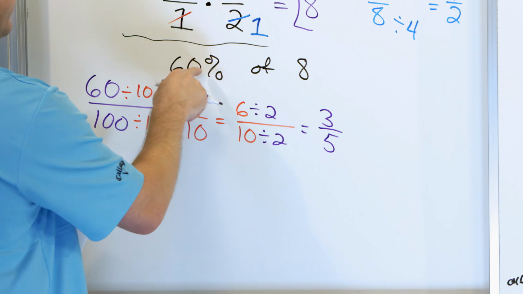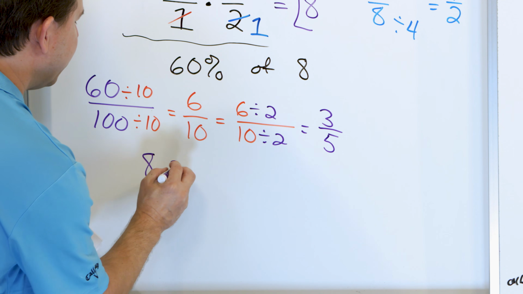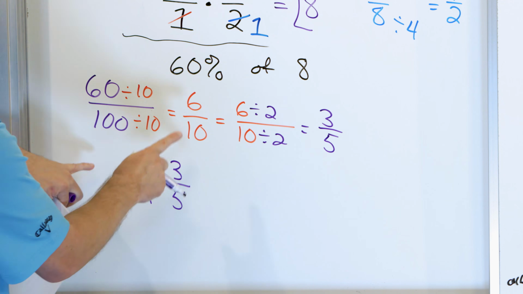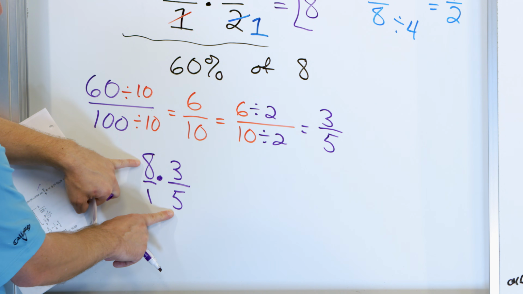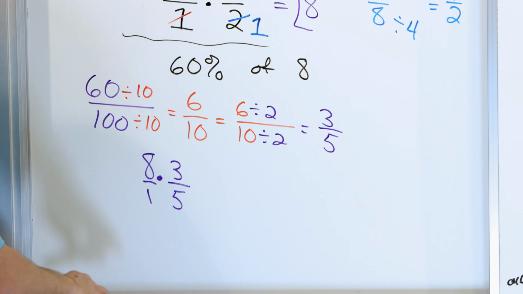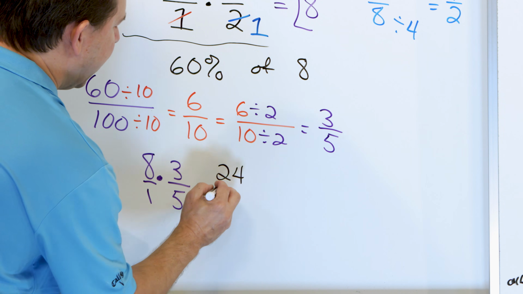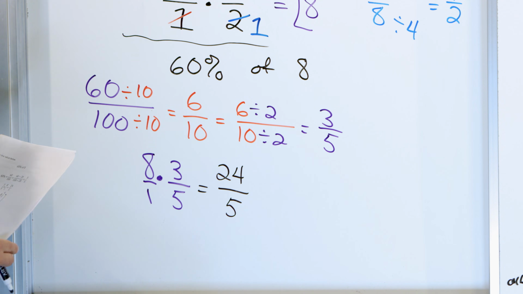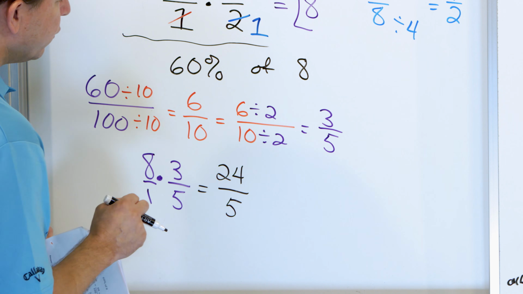So if I have $8 and I'm giving 60% away, I'm going to start with $8 and I'm going to chop it by multiplying by 3/5. I can make this 8 over 1. So I try to cross cancel, I have an 8 and a 5. I can't really divide anything to make it simpler. 3 and 1, I can't really make that any simpler. So in this case, I can't pre-simplify anything. So I just multiply. 8 times 3 is 24, and 1 times 5 is 5. So look what we got here, an improper fraction. So we need to convert that.